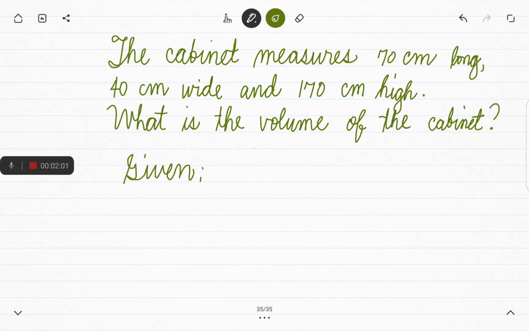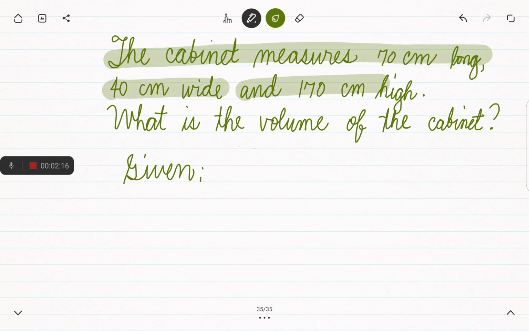The question is, the problem, the statement. So this part of the question, the sentence: the cabinet measures 70 centimeters long, 40 centimeters wide, and 170 centimeters high. So you will get the given numbers from the statement. Given numbers are basically numbers that are found in the problem. So for item number 2, can you manage? What are the given facts?